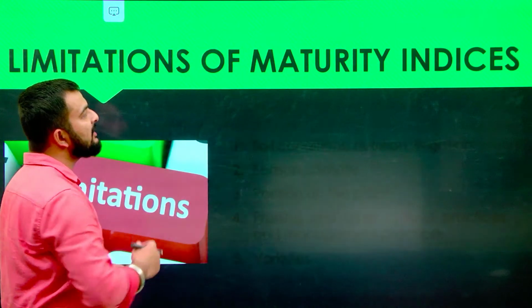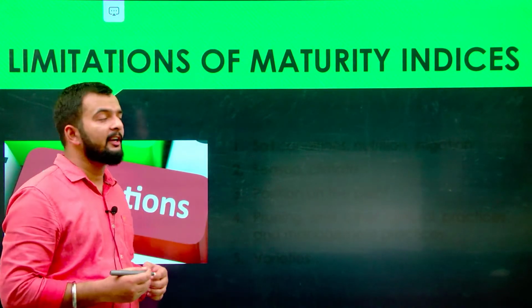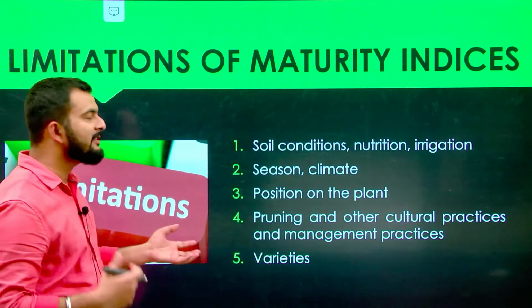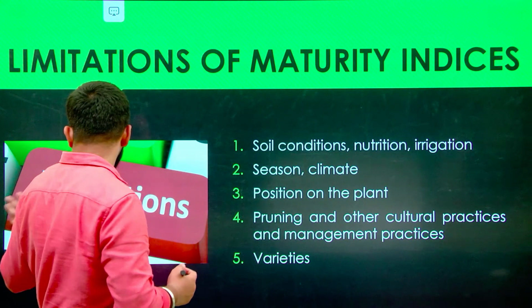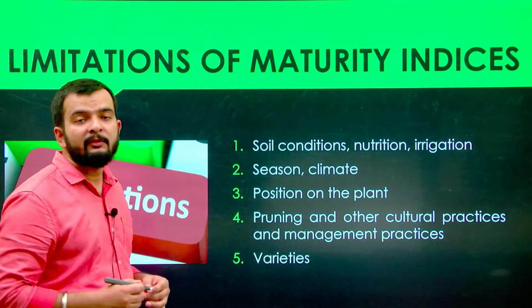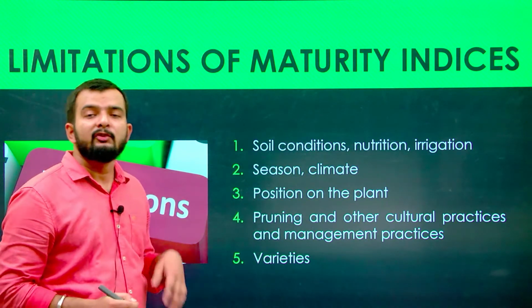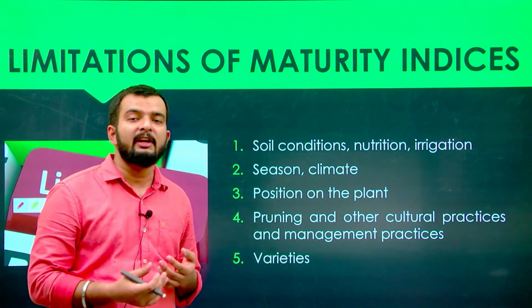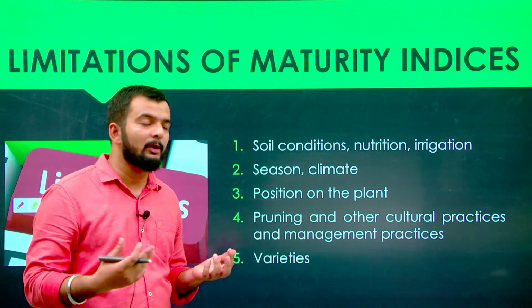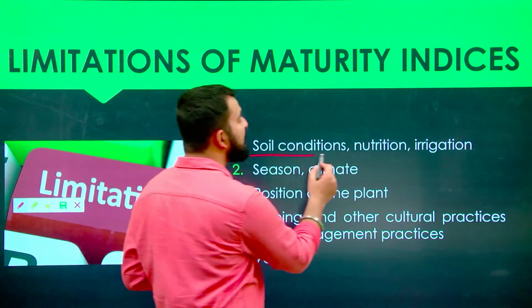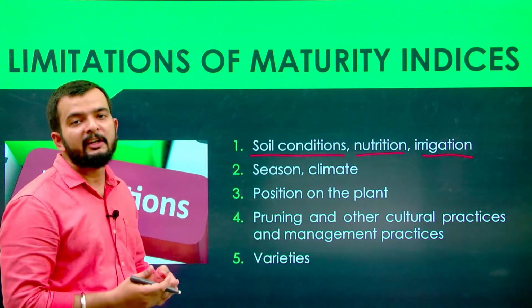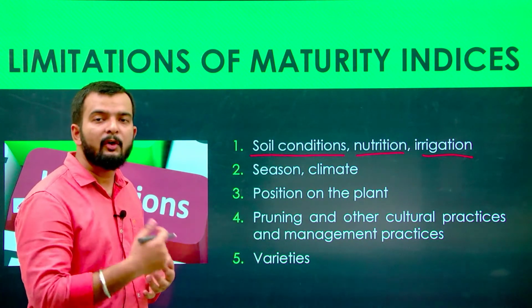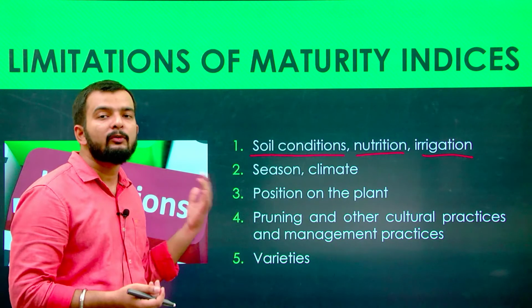Now we see next is limitations of maturity indices. There are certain limitations of maturity index also. The soil in which your fruit and vegetable are growing is going to affect their maturity or the time required for ripeness or maturity. So it does not take into account your soil conditions, nutrition and irrigation. If the irrigation is regular or irregular, it cannot account for that.